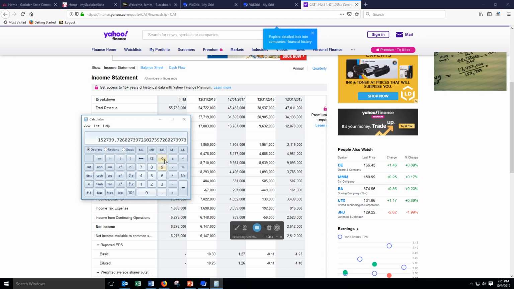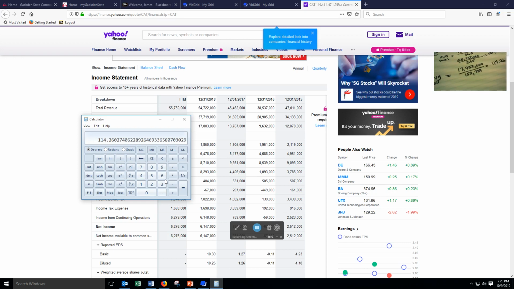Going back to our calculator, we'll make these calculations. 17,452,123, divided by 152,739, and that is 114.26 days. So roughly, it takes them a little bit more than 114 days to collect on their accounts receivable. That is a very high number.